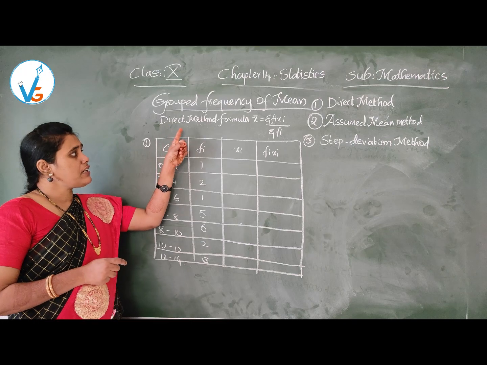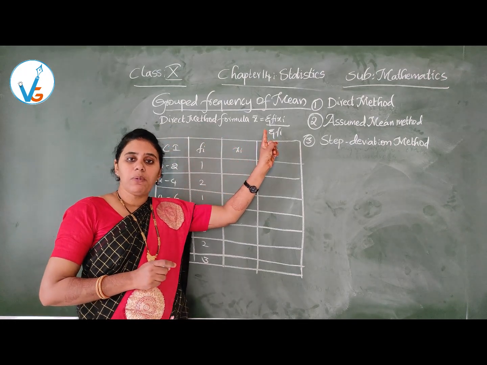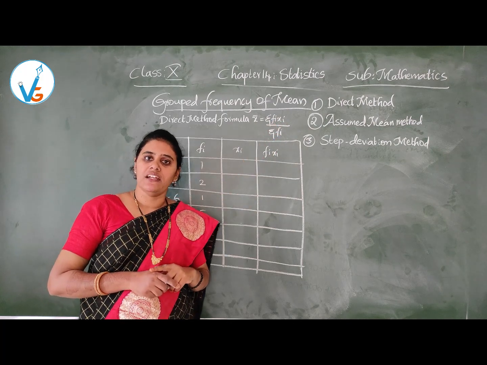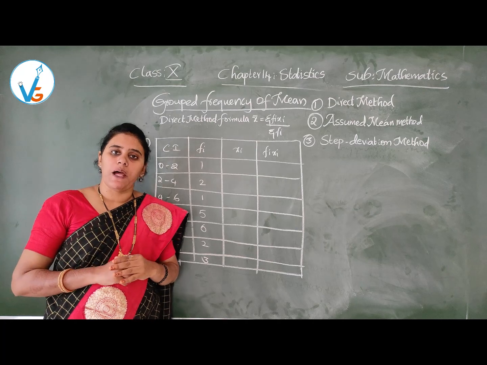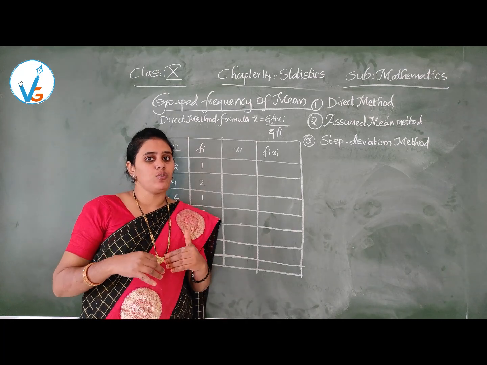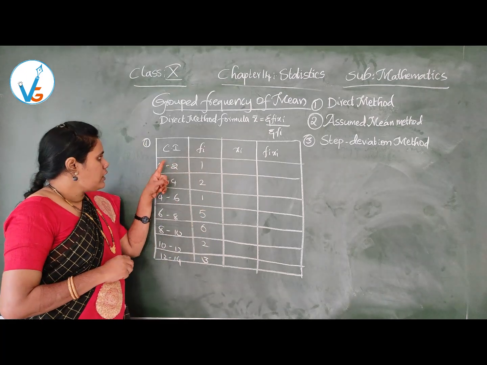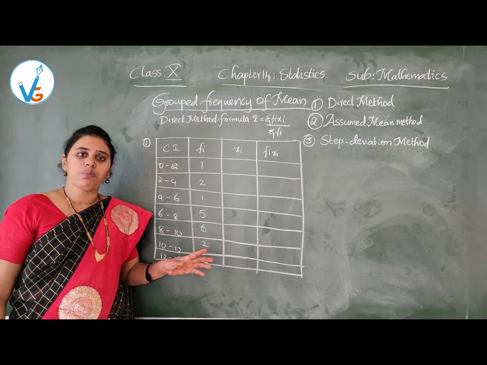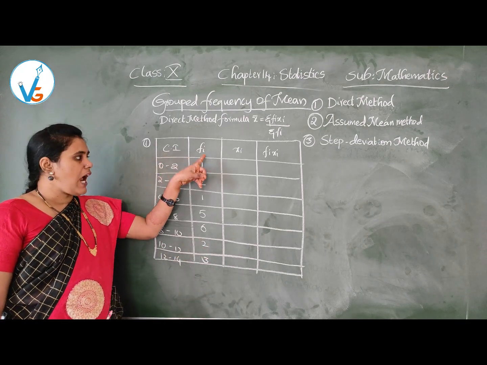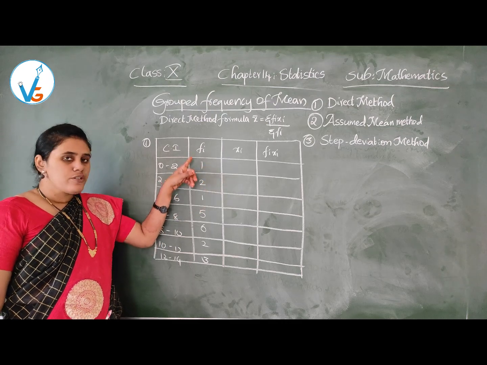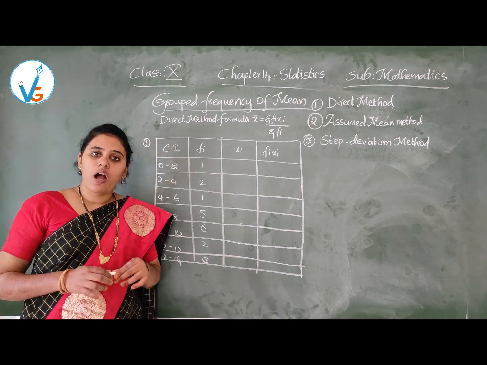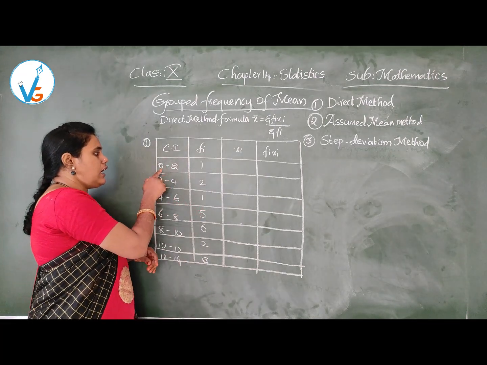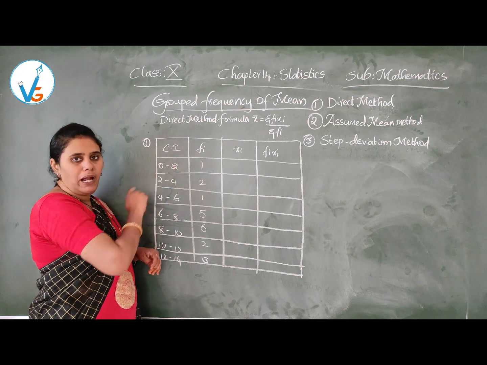So here the direct method formula is x bar is equal to sigma fi xi by sigma fi. So how do we solve the problem when we have to do it in the direct method? See here, class intervals are given. It is in your exercise 14.1, first problem. Class intervals are given for you and frequency is given for you. So here what do we have to find out? Xi. How can we get our Xi? We will get our Xi if we add the lower boundary plus upper boundary by 2.